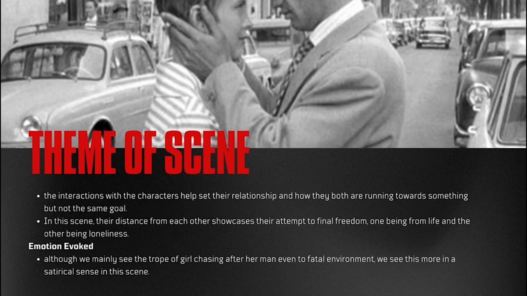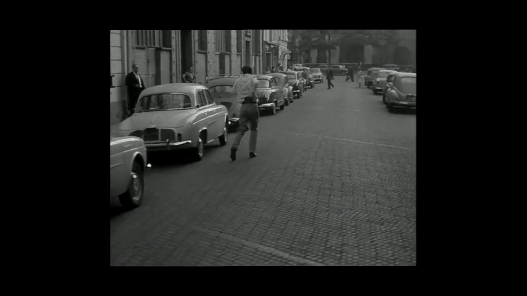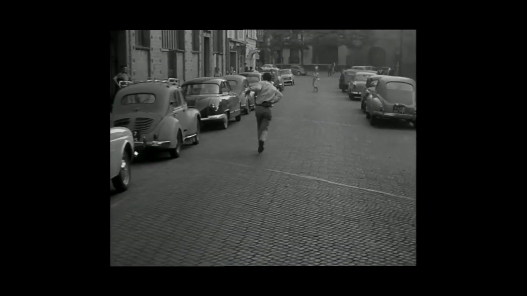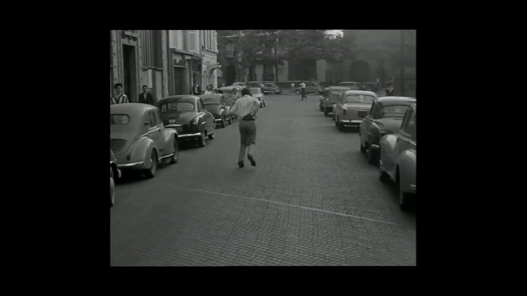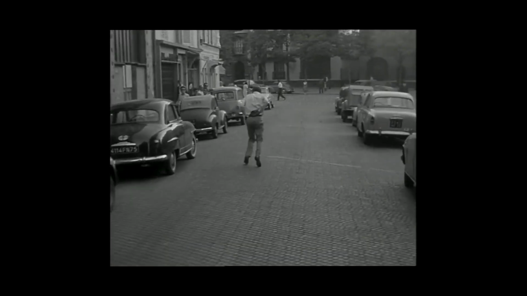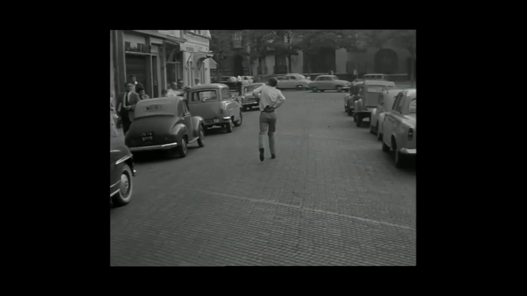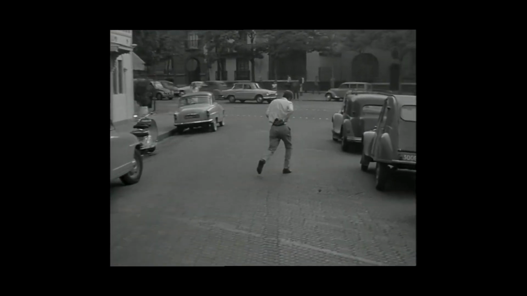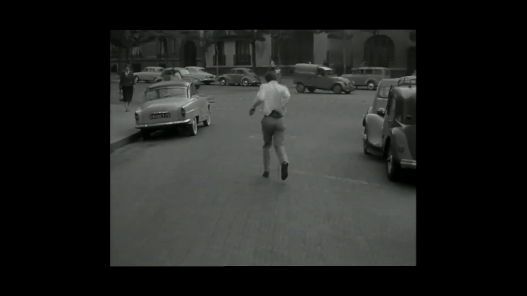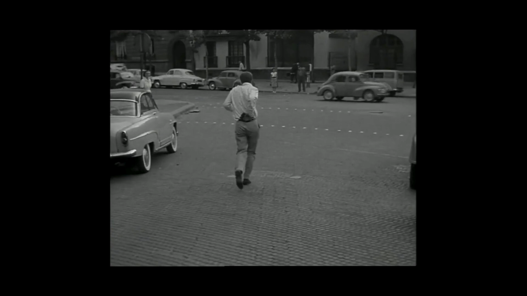And now for the theme of the scene. So the interactions with the characters help set the relationship and how they both are running towards something but not the same goal. So we see this parallel between the two, especially with Ginger. And in this scene, their distance from each other showcases their attempt to find freedom, one being from the pressures of life and the other being from loneliness. And we mainly see the trope of the girl chasing her man.